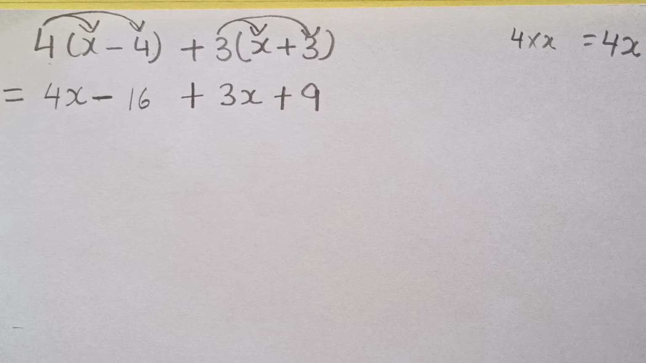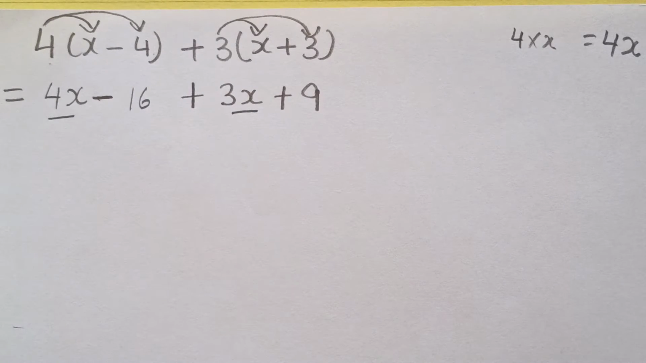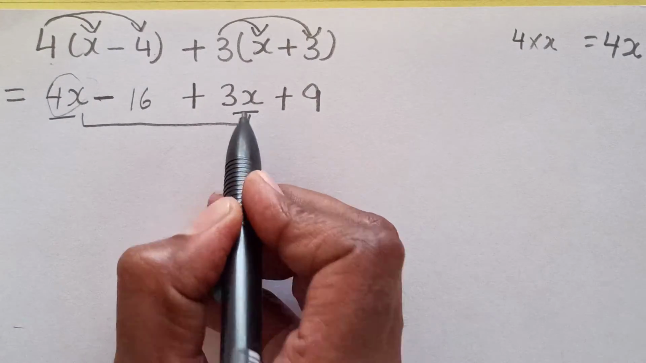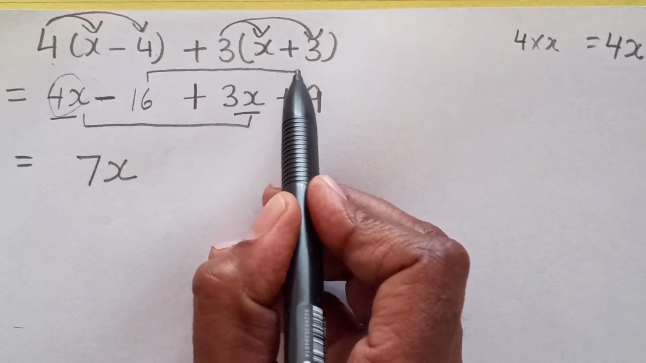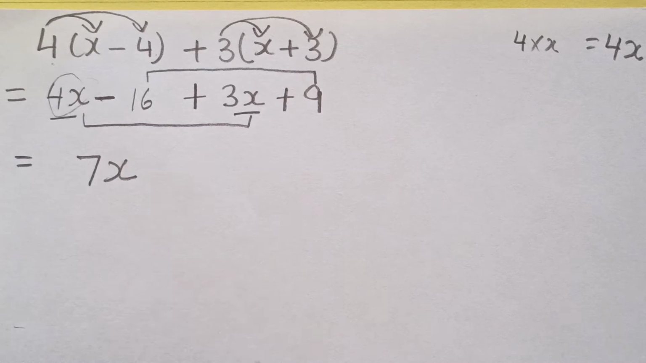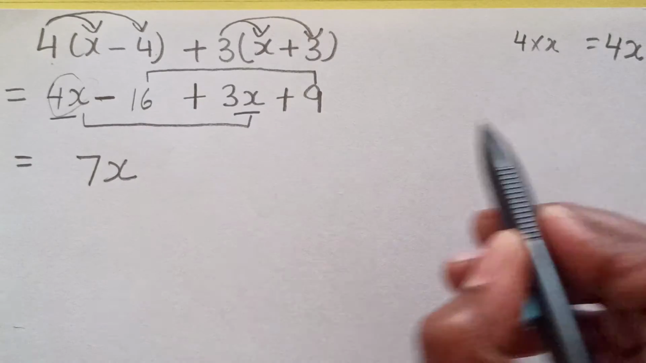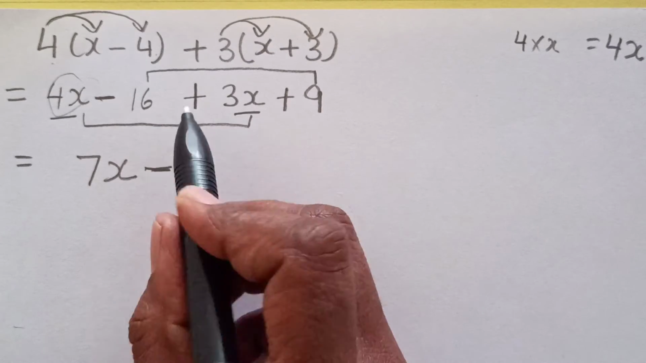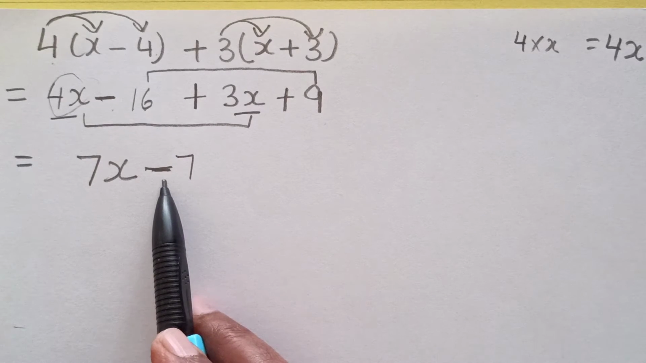Now we will look upon the like terms. You can see that 4x and 3x can be collected together because they both are in x. So 4x plus 3x, it is 7x. Then constant terms without variable is negative 16 and 9. So negative 16 and 9, we will subtract that. So it will be negative 7. We have kept negative sign here because 16 is greater than 9 and 16 has negative sign. So we will keep negative sign here.